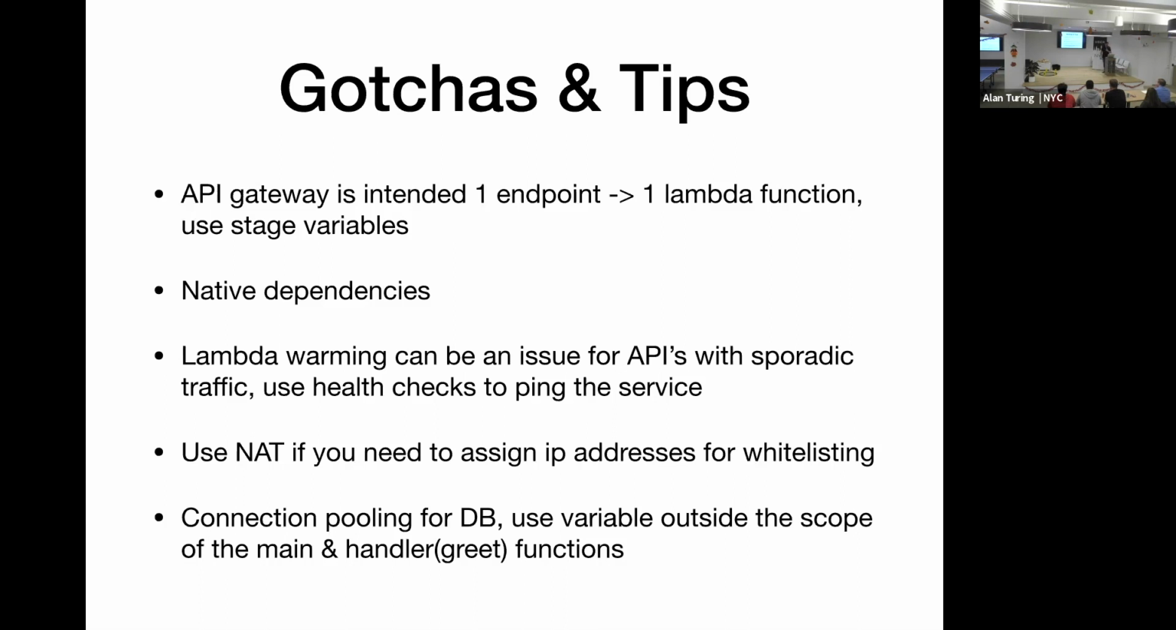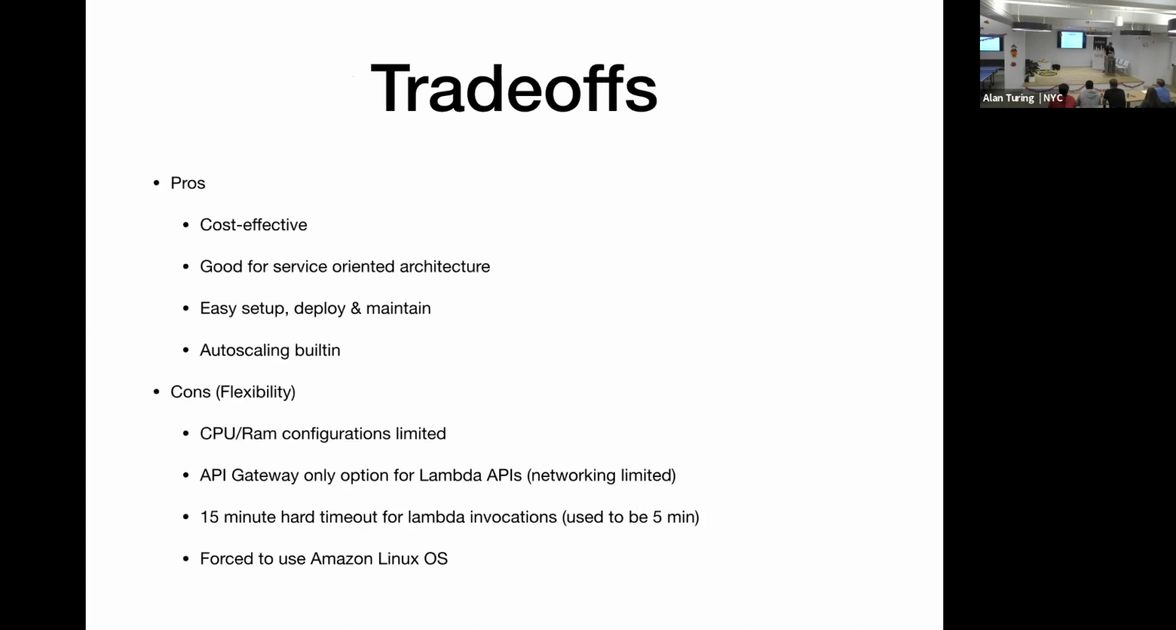And lastly, in terms of connection pooling, it's important to reuse database connections. You don't want to create a new connection for every single invocation of your Lambda function. So you can cache them or store them in a variable that's outside the main or greet handler functions.